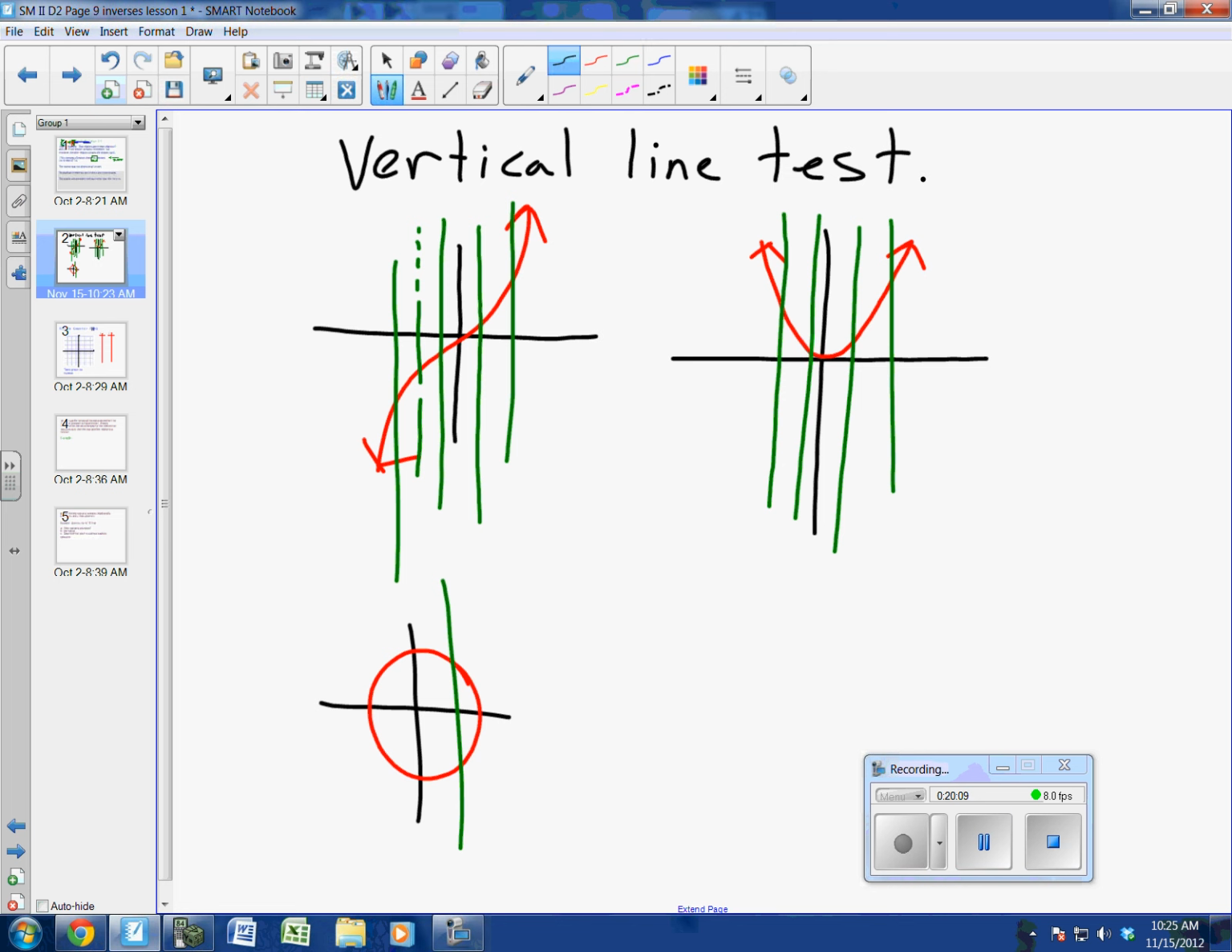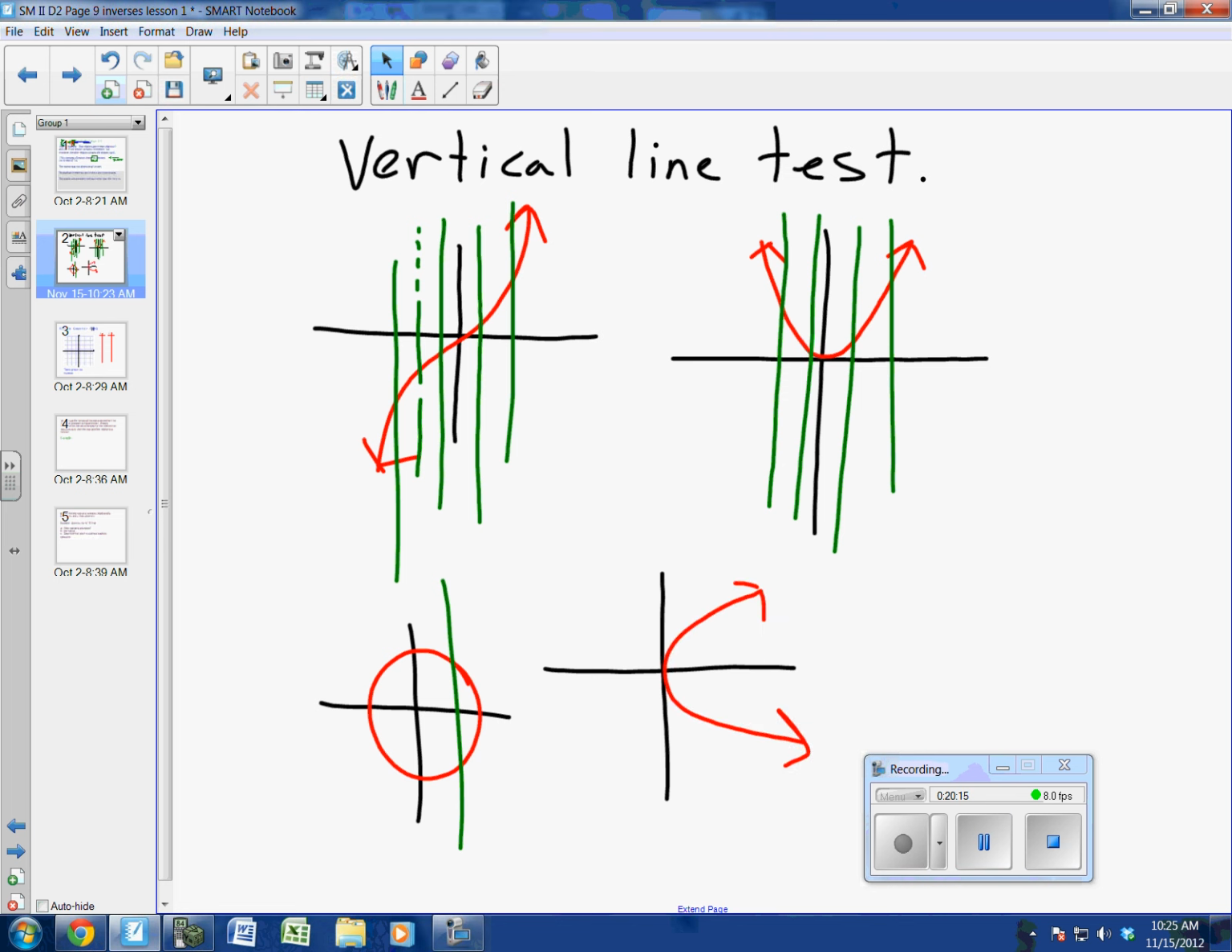How about a sideways parabola like this? It doesn't pass the vertical line test, so it's not a function. Okay? Do we got that?